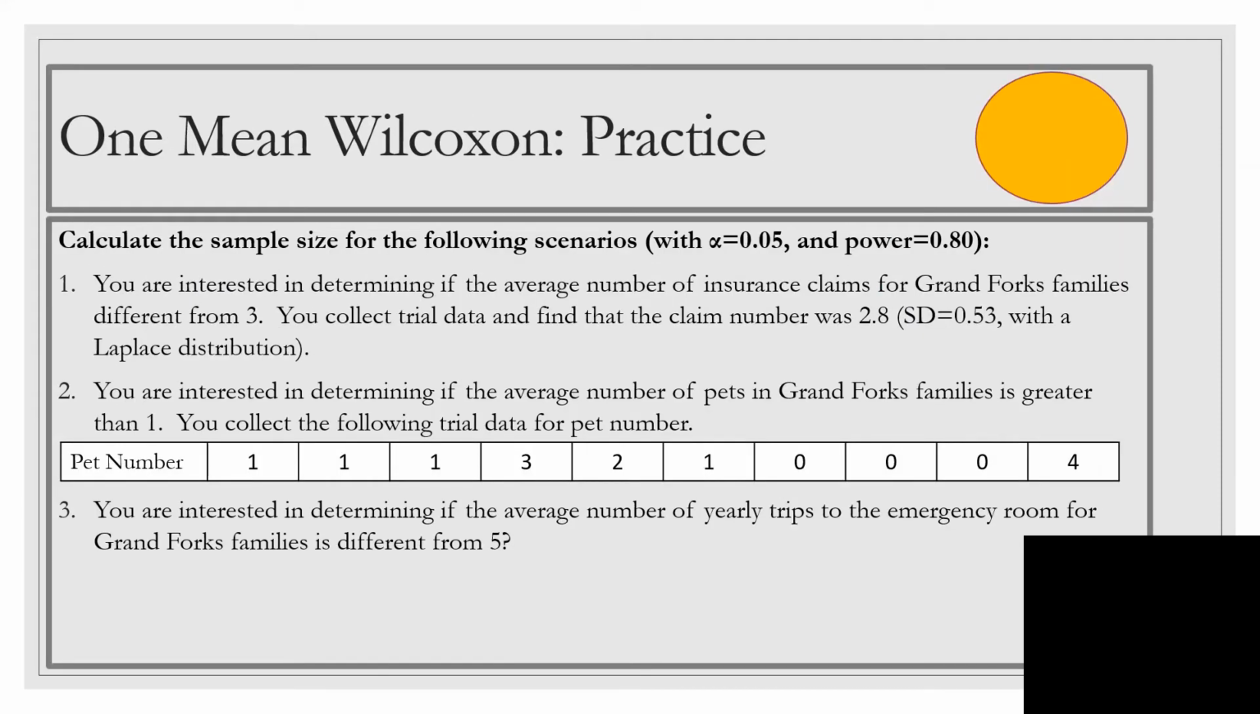Here are practice examples for the one mean Wilcoxon on average number of insurance claims, pets, and yearly trips to the emergency room. Again, I suggest you pause and practice on your own before looking at the answers.